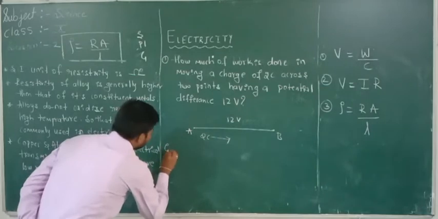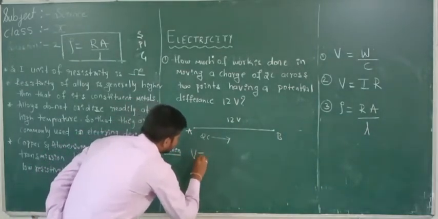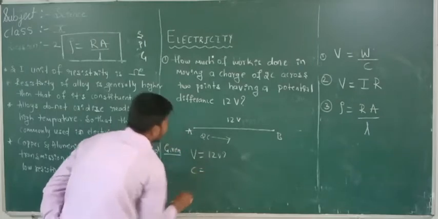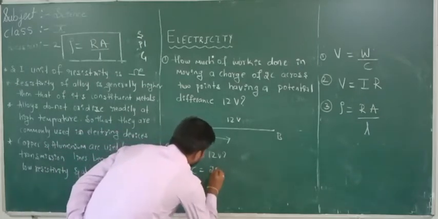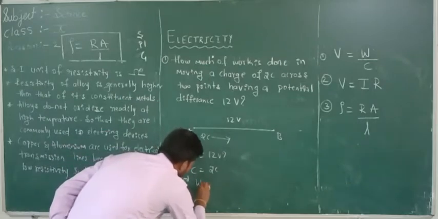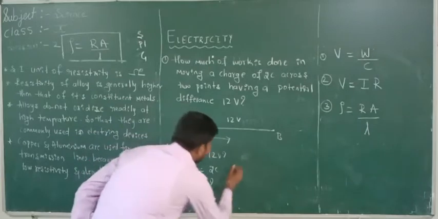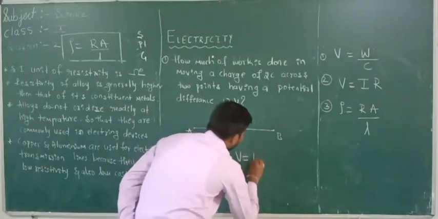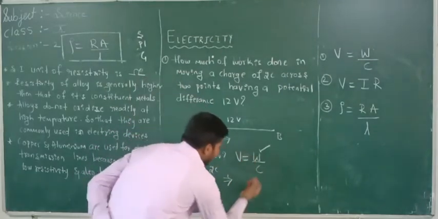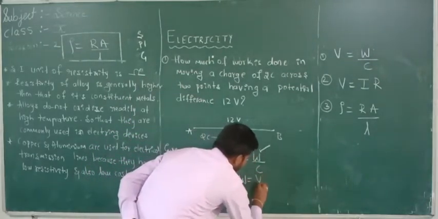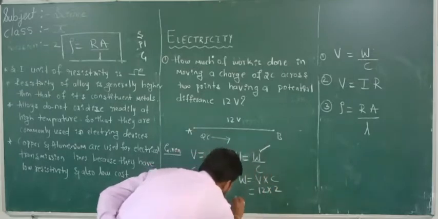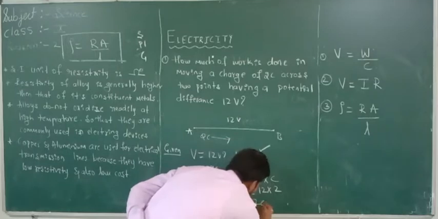So, write down the given: potential difference V is equal to 12 volt, and charge Q is equal to 2 coulomb. What is asked is work done W is equal to what. We know the formula, potential difference V is equal to work done divided by charge. So work done is equal to potential difference into charge, that is 12 volt into 2 coulomb. That is, work done is equal to 24 joules.